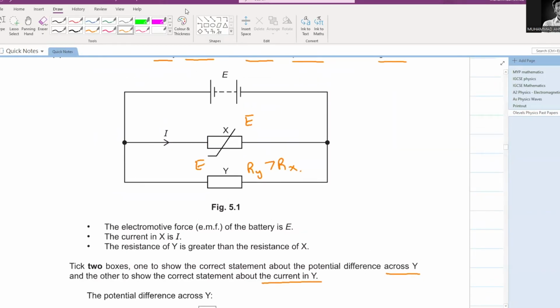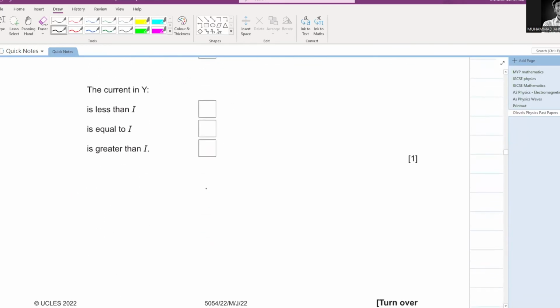Now, the current in thermistor X is I. But we know that the resistance of Y is greater than the resistance of X. If Y has a greater resistance, the current in Y will be less than the current in X. So current in Y is less than I. This is your tick mark box.